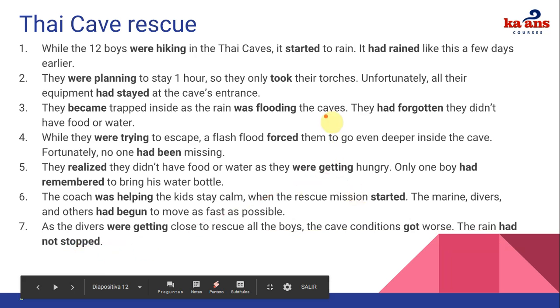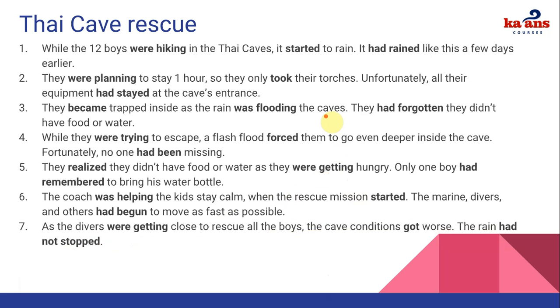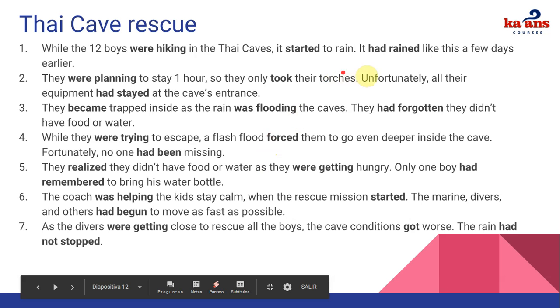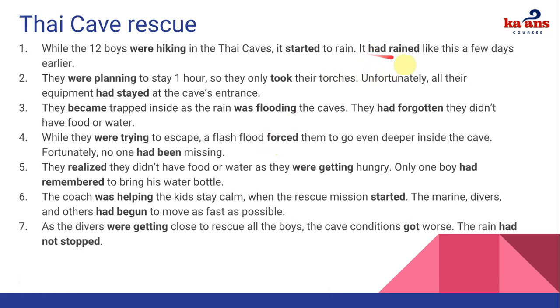Okay, so as you can see, it's the same story from the previous lesson, but I am adding more detail using the past perfect about situations before anything happened. So the first sections are very similar. For example, in number 1, I put it had rained like this a few days earlier, so before this happened. For number 2, I put all their equipment had stayed at the cave's entrance. It's like their bicycles, their backpacks, things like that, had stayed at the entrance. For number 3, they had forgotten they didn't have food or water, again, before they even entered the cave.